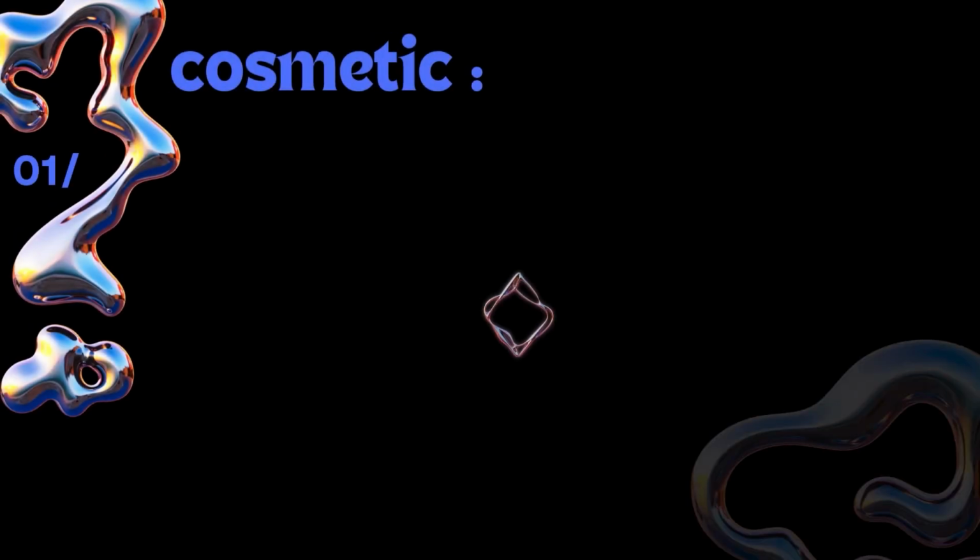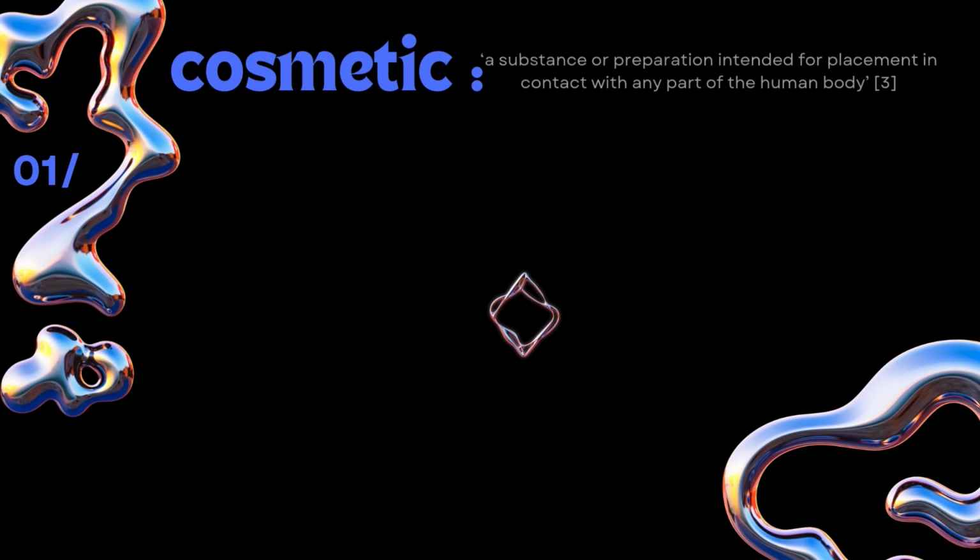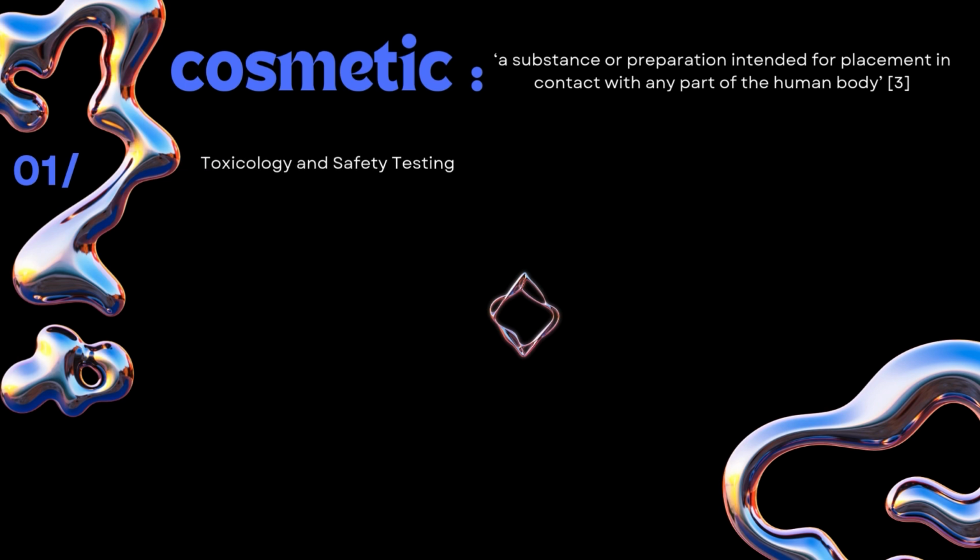So, in Australia, a cosmetic product is defined as a substance or preparation intended for placement in contact with any part of the human body. To ensure that there's no significant harm to users and to the environment, safety testing and regulations are carried out.